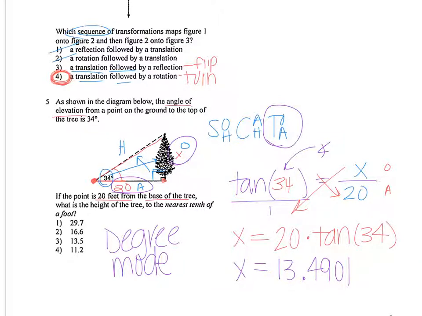13.4901. And it says to the nearest tenth, so the 4 looks to the 9, and now it becomes a 5. 4 and above, give it a shove. 5 below, let it go. So that 9 is the 5 and above, so you give that 4 a shove. Choice 3.